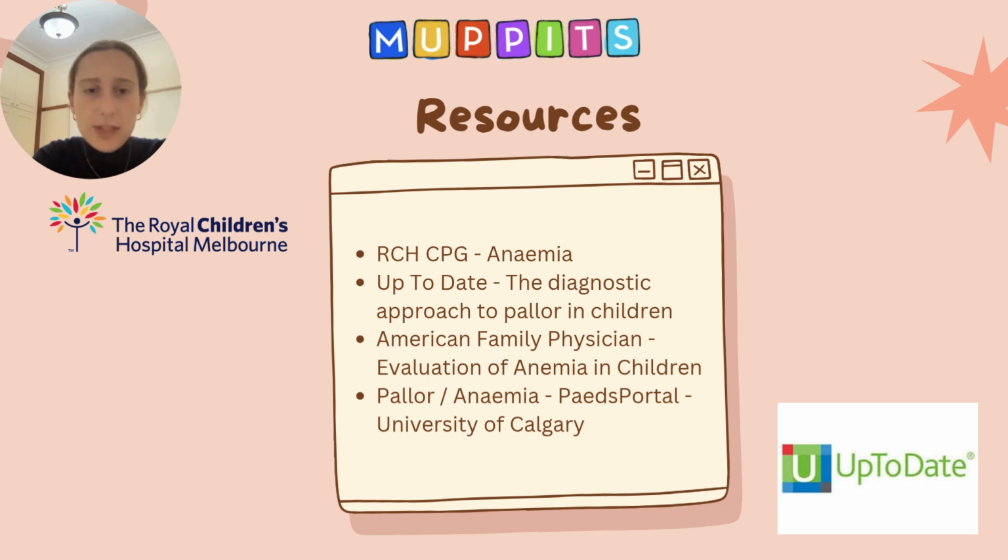The American Family Physician has evaluation of anemia in children, which is more so good for differentials, again, because it's an American resource. You have to be a little bit careful when looking at investigations and management. And then there is a resource called Anemia from the University of Calgary, which I think is Canadian. So RCH CPG is going to be the best one to look at, but the others can also be good as a framework too.